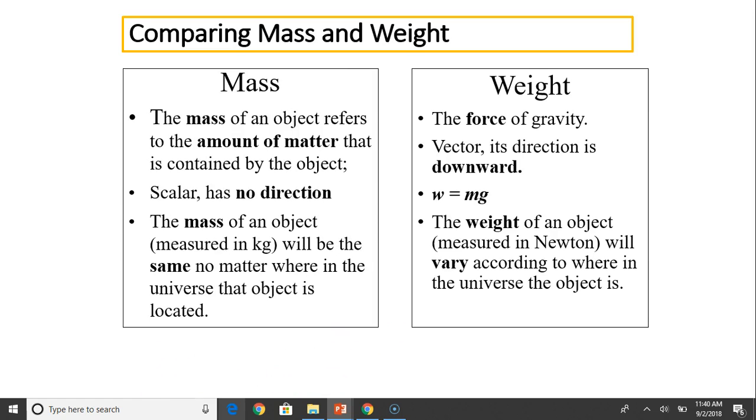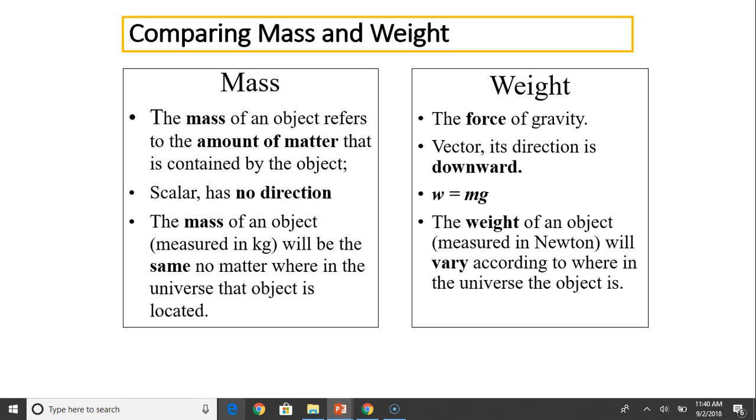Comparing mass and weight. Mass of an object refers to the amount of matter that is contained by the object. It is a scalar quantity. That means it has no direction. The mass of an object will be the same no matter where in the universe that object is located.